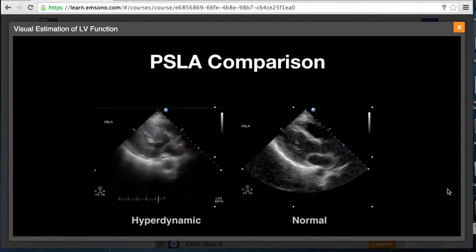And this was a patient with normal LV function. And again, you can see that there is adequate change between systole and diastole. You're following the endocardial borders. You can see that there is thickening of the wall during contraction, and you can also see that there is brisk opening of the anterior leaflet of the mitral valve, and it does touch the septum.